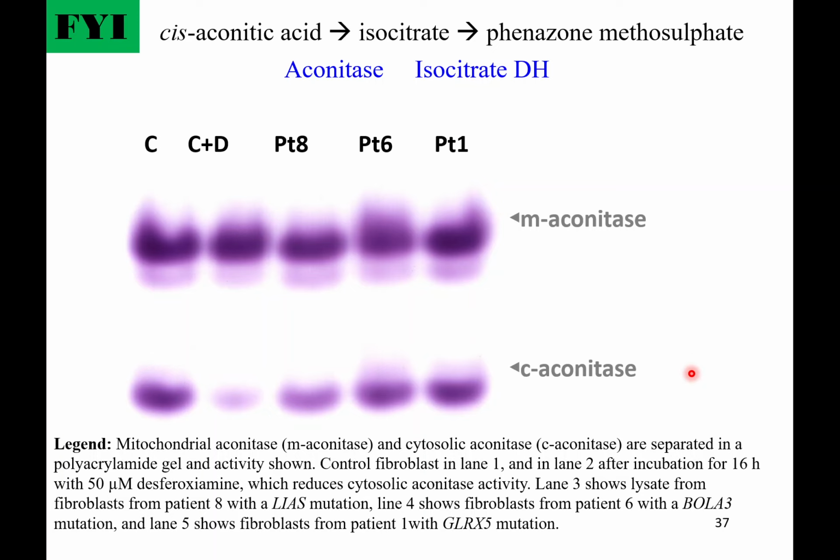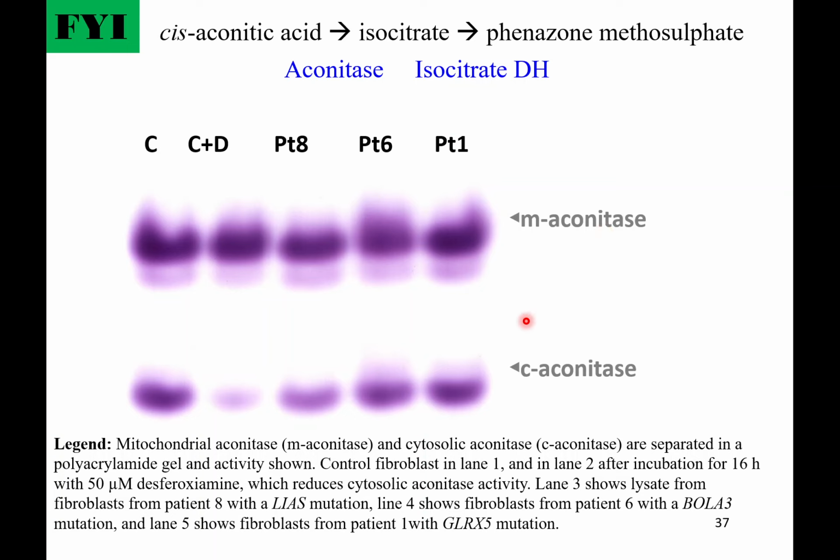Okay. Just a little aside, I've used this enzyme aconitase in a gel activity assay where you combine cis-aconitic acid, isocitrate, and then phenazine methosulfate, and then you see how active it is. You also use isocitrate dehydrogenase, right? But you're seeing how active the aconitase is by this reaction, which ultimately, when this molecule is reacted upon and reduced by isocitrate dehydrogenase, that is when you get the color change in this gel.